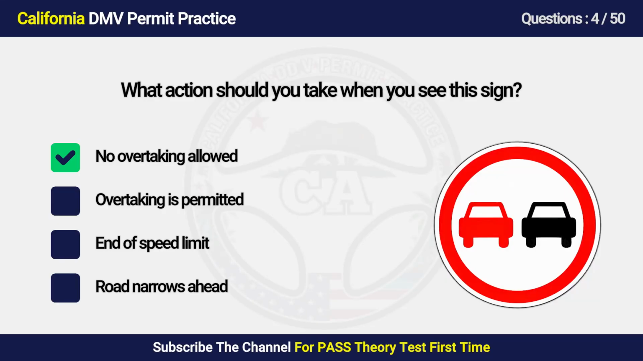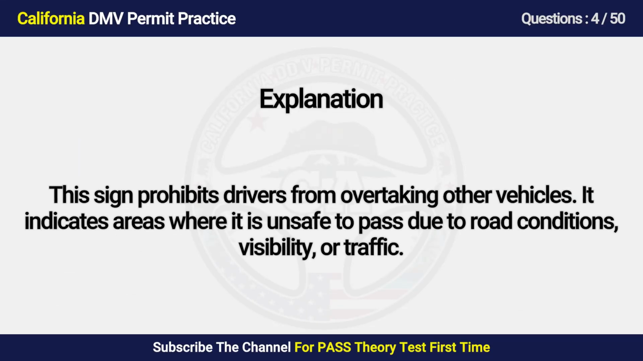Answer is A. No overtaking allowed. This sign prohibits drivers from overtaking other vehicles. It indicates areas where it is unsafe to pass due to road conditions, visibility, or traffic.